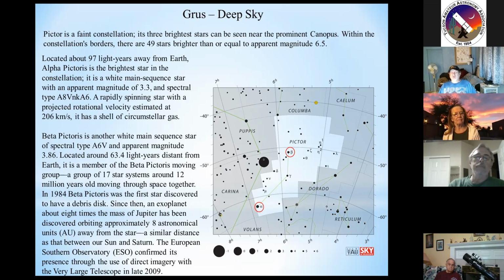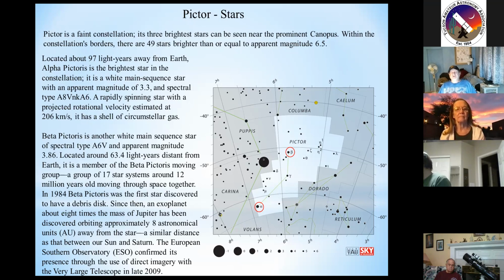It's a member of a group of stars. There's a group of 17 stars that are approximately 12 million years old. They're all moving through space together, which sort of implies that they were probably all formed out of the same cloud of gas. And so they're all in common motion in the same direction and all roughly the same age.